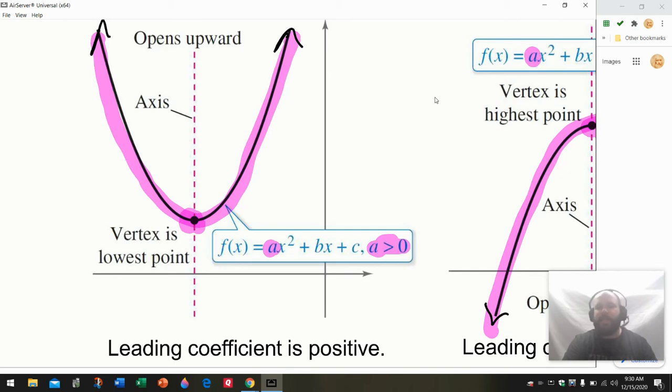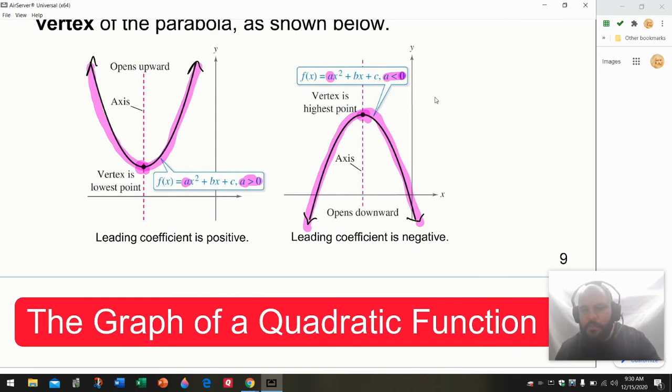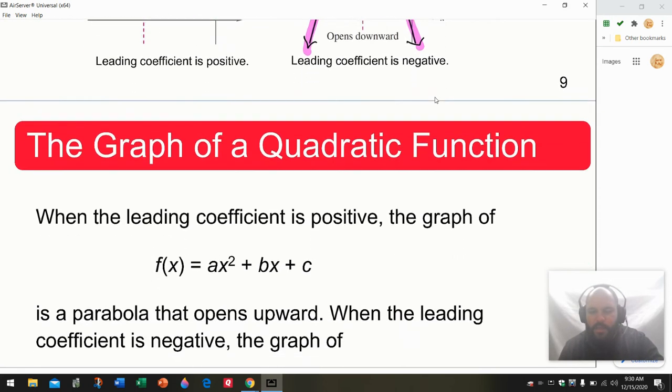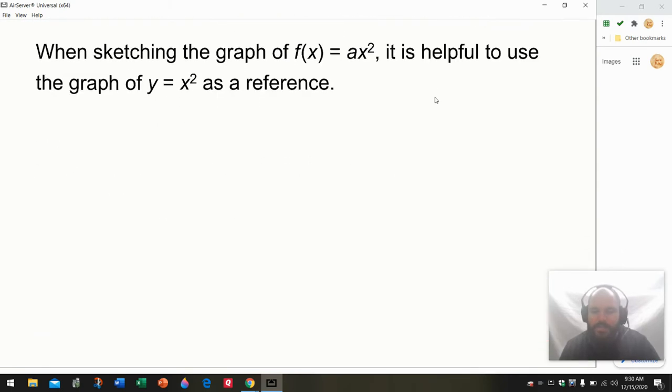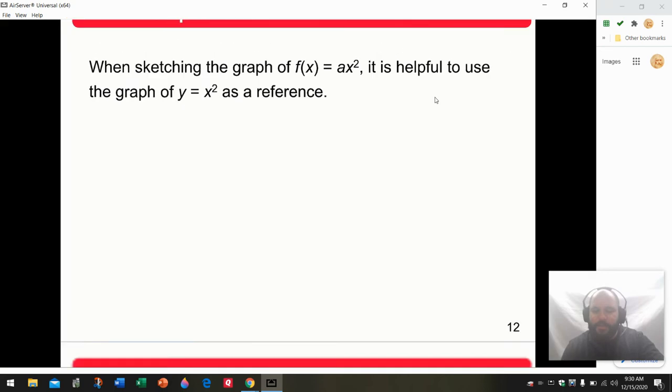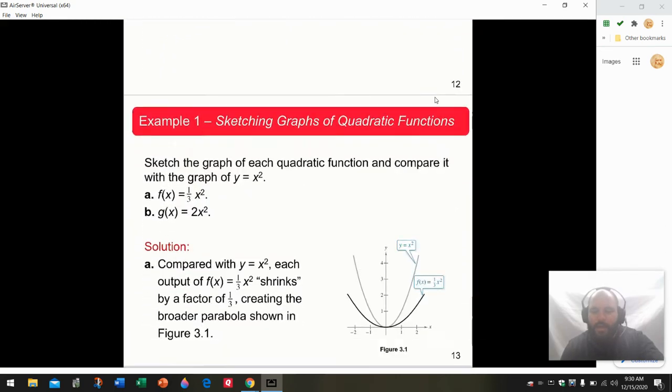Same thing. If A is negative, it should be opening down. That's a really quick, easy check that you can do as we continue looking at these and eventually graphing these. So I want to show you when sketching the graph of f of x equals a times x squared, it is helpful to use the graph of y equals x squared as a reference. And I'm going to show you what that means here.